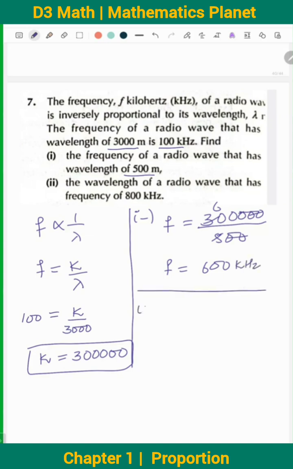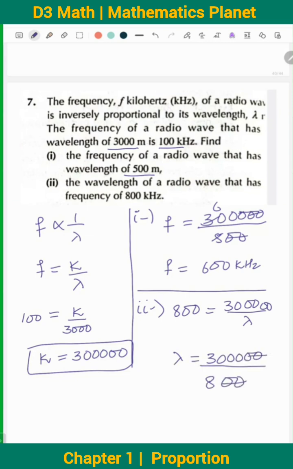Okay. And for part 2, the wavelength of the radio wave that has a frequency of 800 kilohertz. So we need to find the wavelength this time. So lambda is equal to 300,000 divided by 800. So we have 3000 divided by 8, that is 375. So lambda is 375 meters.